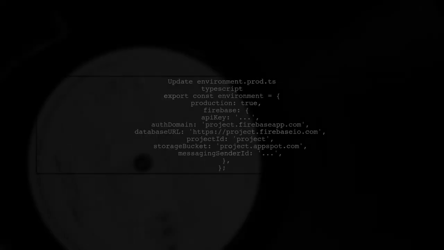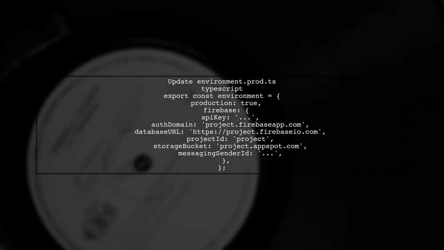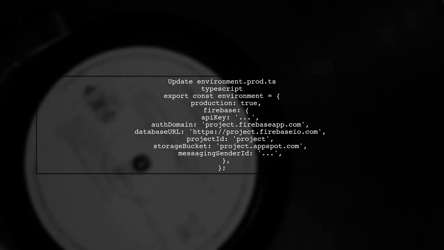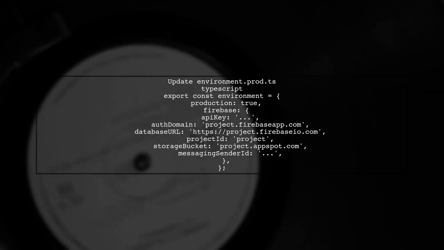Now, let's continue on. The error you're encountering indicates that the property Firebase is not defined in your production environment configuration. Let's take a closer look at your environment files. In your environment.prod.ts file, you currently only have the production flag set to true. To fix this, you need to add the Firebase configuration to this file as well.